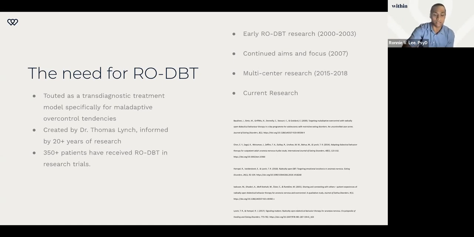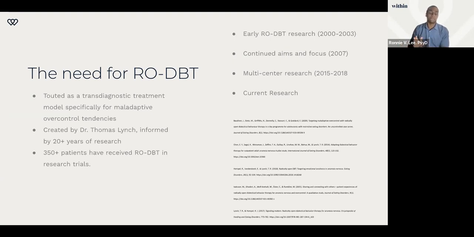So yeah, we talked a little bit about why RO-DBT, why it was even a thought. And for the need of RO-DBT, we can take a look at some of the research. I will not be spending a ton of time here because I don't have a ton of time with you all, and there are other things that are better served. But I will add that this was created specifically to treat maladaptive over-control tendencies and traits. It has been informed by over 20 years of research, edging toward 30 years, and over 350 patients have received RO-DBT in research trials. Dr. Lynch breaks it up into 4 different categories.